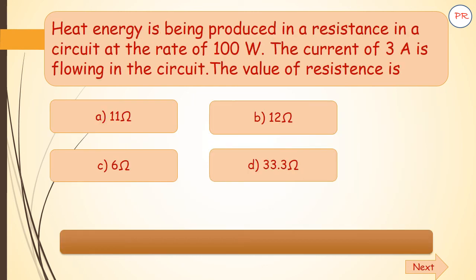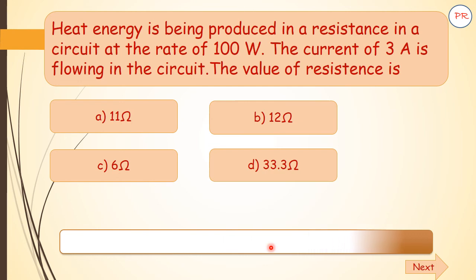Heat energy is produced in a resistance in a circuit at the rate of 100 watt. A current of 3 ampere is flowing in the circuit. The value of resistance is, options are A. 11 ohm, B. 12 ohm, C. 6 ohm, D. 33.3 ohm. Just start the calculation. Here is your time. Which formula you are going to use, that is what you first have to think. You have to substitute the values and get the answer. Yes, the correct answer is A. 11 ohm.